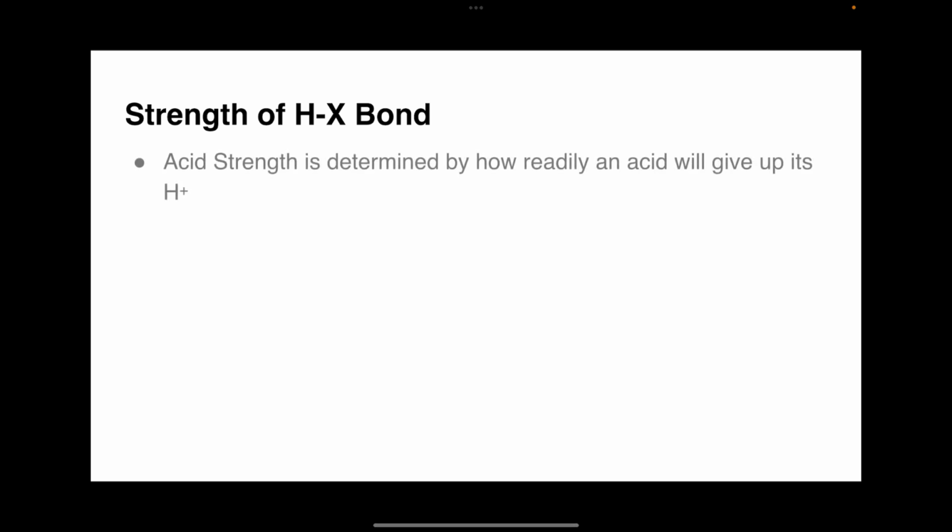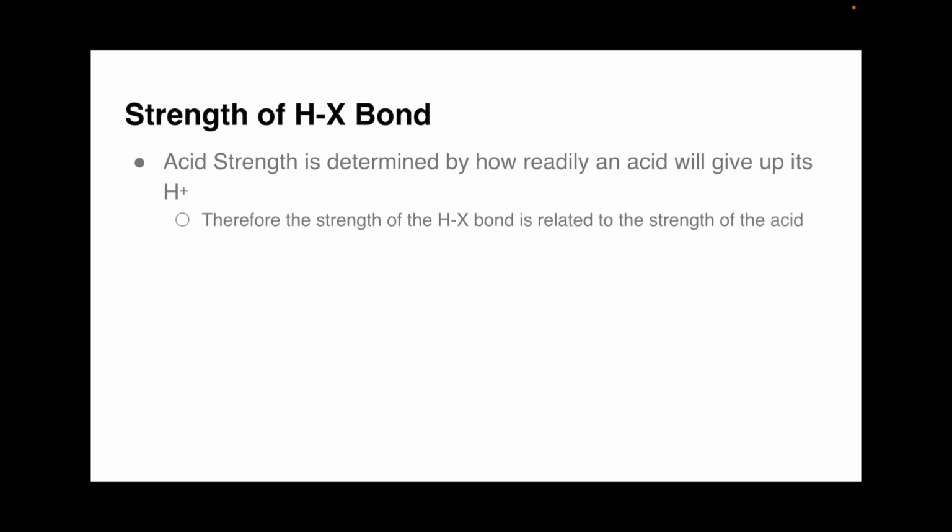Acid strength, as we know, is determined by how readily an acid will give up its H+. Strong acids give up their H+ easily, weak acids give up their H+ less easily. Therefore, the strength of the bond between the H+ and whatever atom in the molecule it's bonded to is related to the strength of the acid.